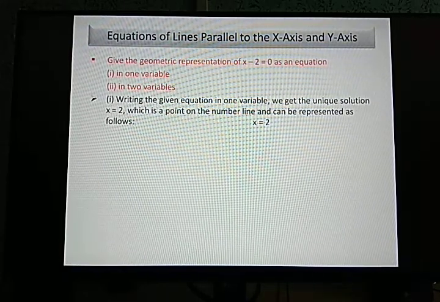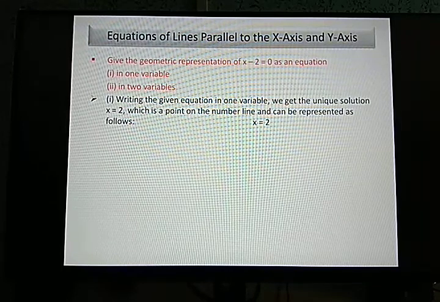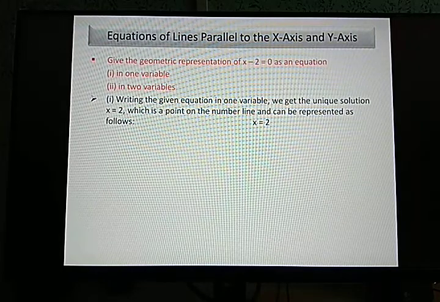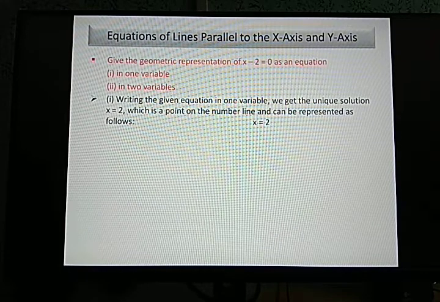So first of all, we will represent it in terms of one variable. So what to do here? First of all, we'll write this equation and try to find out the solution of this equation. Now since it is in one variable, it is well known from the given equation that only one variable is used here, that is x. So we'll solve for x. So that will give us x is equal to 2. Clear?